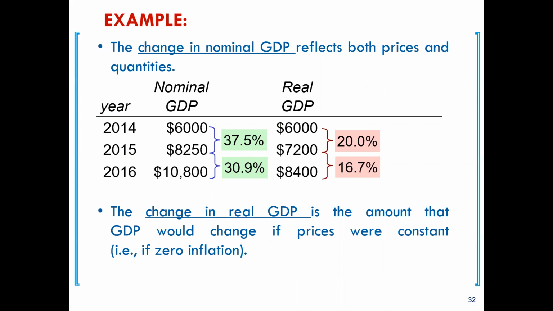You can see that real GDP is lower because it has corrected for inflation. Basically, we have deducted the effect of inflation from it. So the change in real GDP is the amount that GDP would change if prices were constant, that is, if there is zero inflation. Hence, real GDP is corrected for inflation.